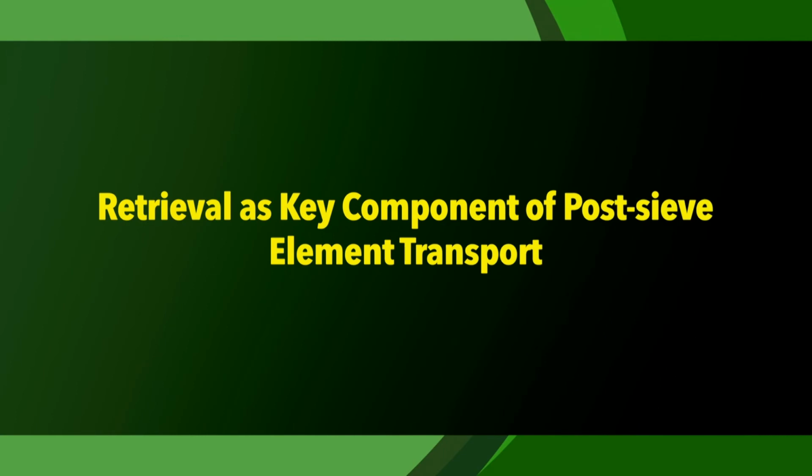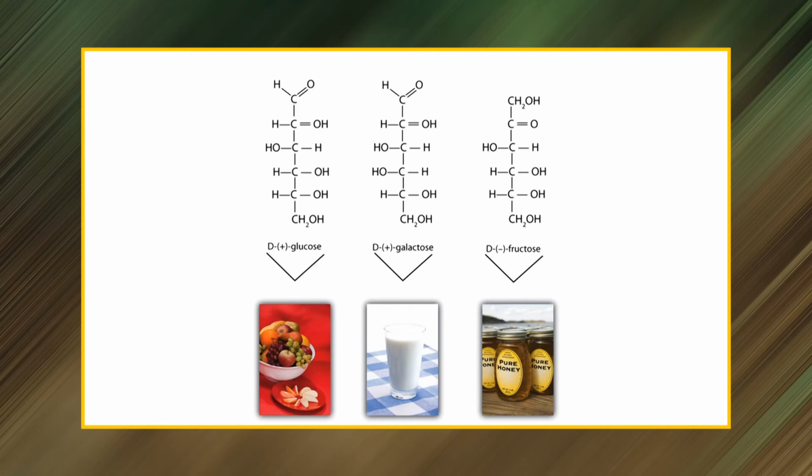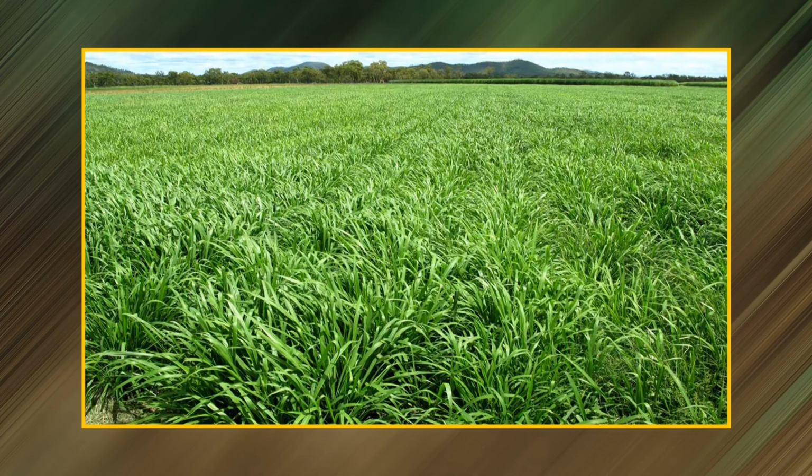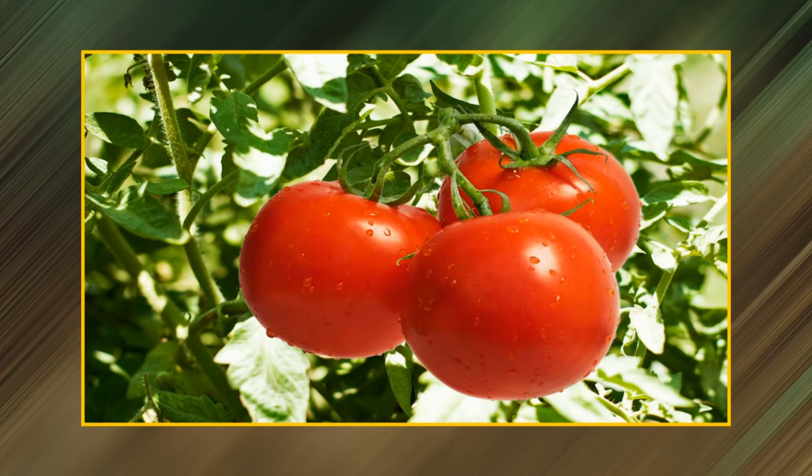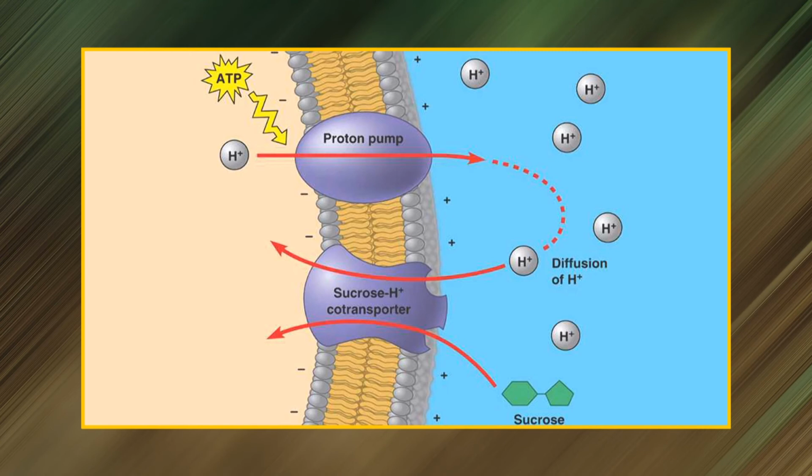Now we will try to understand the process of retrieval as a key component of post-sieve element transport. The chemical form in which the sugars are taken up from the apoplasm depends upon whether an extracellular invertase is present. Hexose uptake appears to be central to the carbon economy of developing seeds of tropical grasses and tomato fruit. In the case of tomato fruit, the hexose proton symporter is considered to play a key role in hexose accumulation. This symporter is located on the plasma membranes of the storage parenchyma cells.